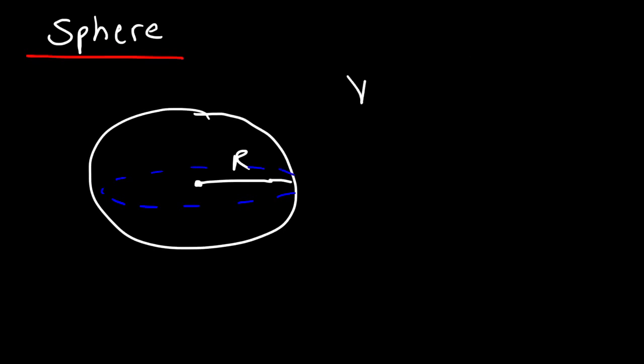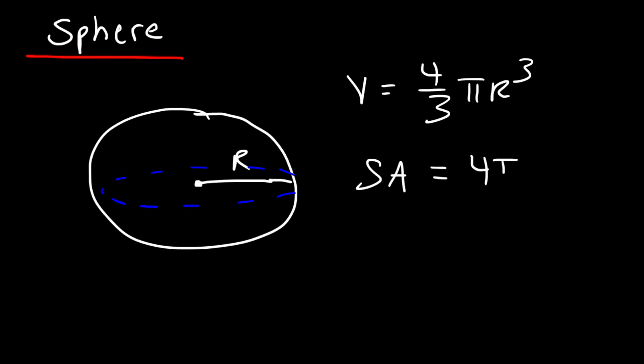Now you need to know that the volume of a sphere is 4/3 pi r cubed, and the surface area is 4 pi r squared, where r is the radius of the sphere. So make sure you write these things down because you need to know them if you have a test on it. Now the next figure we need to talk about is the cylinder.